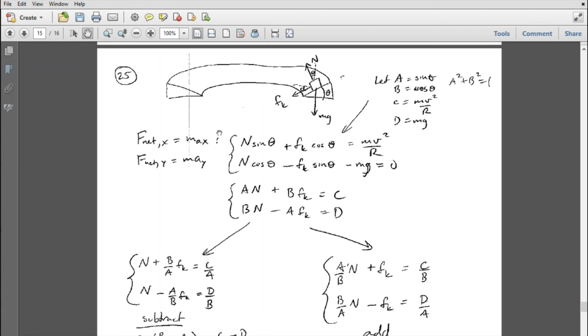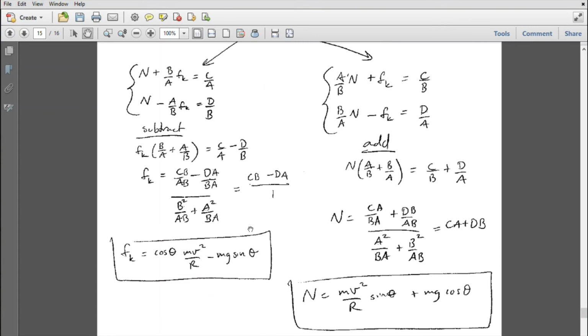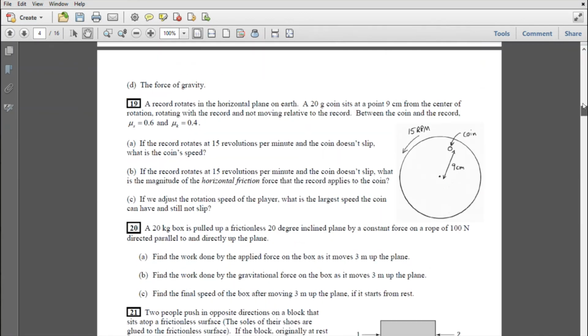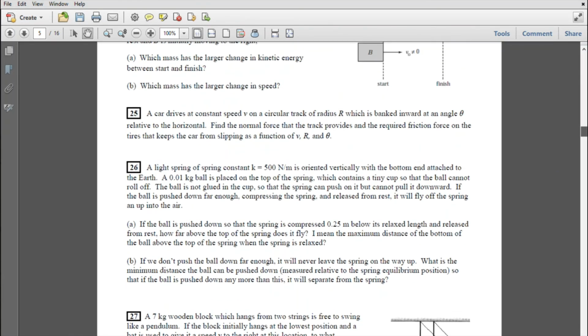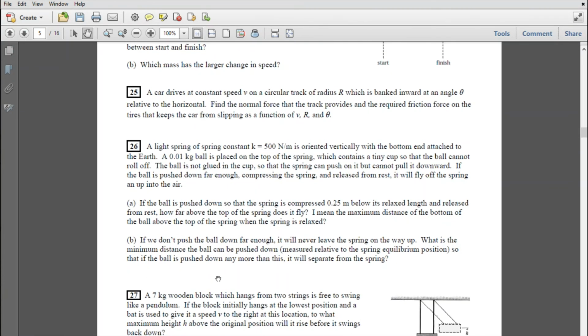And I do F net x equals max. Take the relevant force component, set it equal to mv squared over r, and F net y equals may. And in that case, I have three forces, and they add to zero because it's not accelerating along the y or vertical direction. And you can solve that. It's kind of a mess. I wouldn't worry too much about the algebra there, but the solution is given there. I certainly wouldn't give that kind of problem on the exam. It's all in terms of symbols, and even that problem without the symbols, if you have the numbers, is somewhat of a mess to solve.